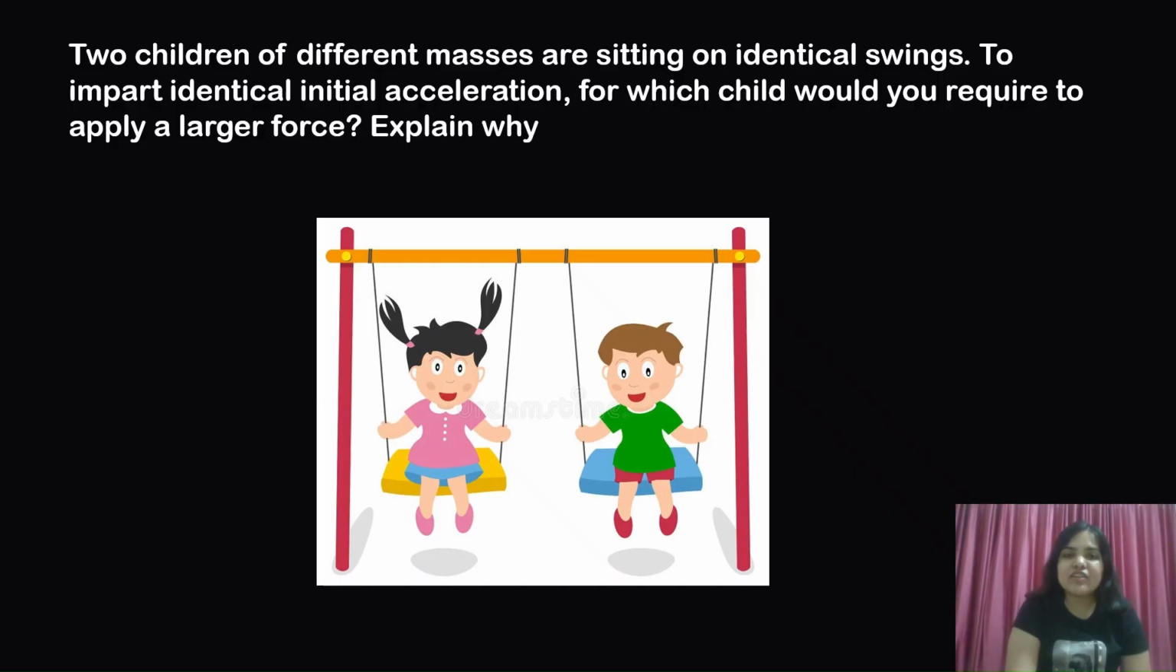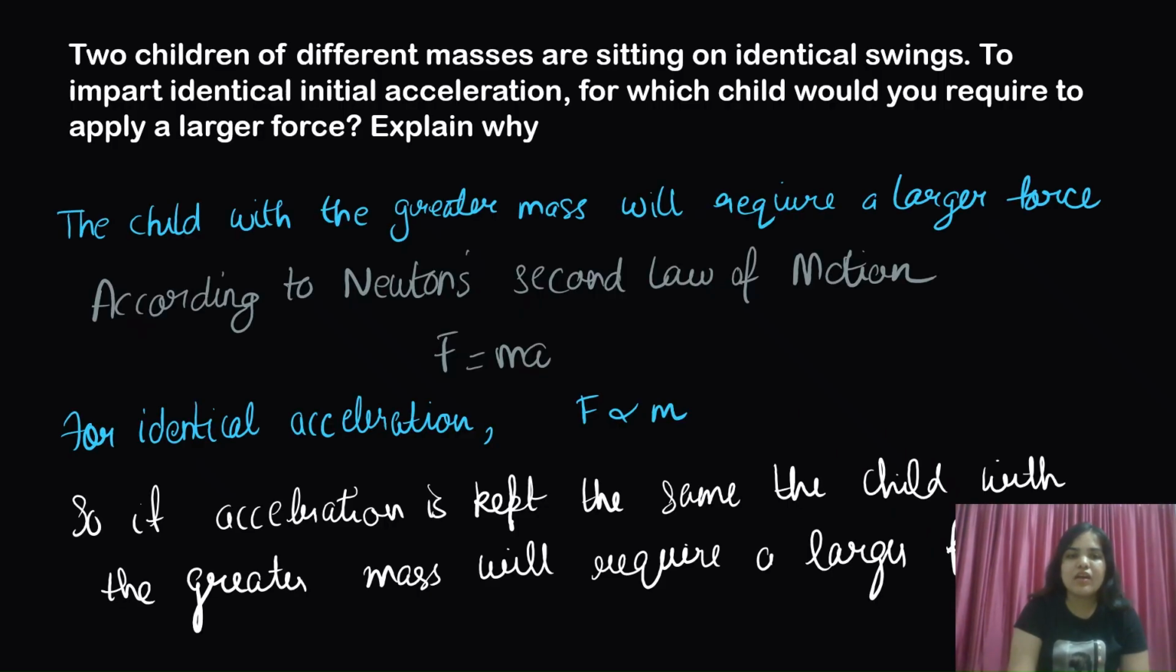So, दो children जो कि identical swings पर है, उनका mass different है. So, we will know that a child with greater mass will require a larger force. क्यों? Because according to Newton's second law of motion, हम जानते हैं कि F is equal to ma, that is force is directly proportional to mass. And जब acceleration same है, तो F directly proportional to m है. So, it will depend on the mass. So, if acceleration is kept the same, the child with the greater mass will require a larger force.